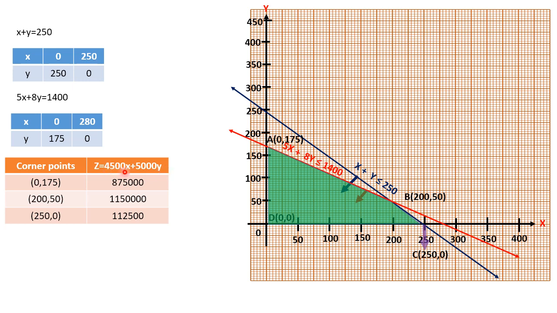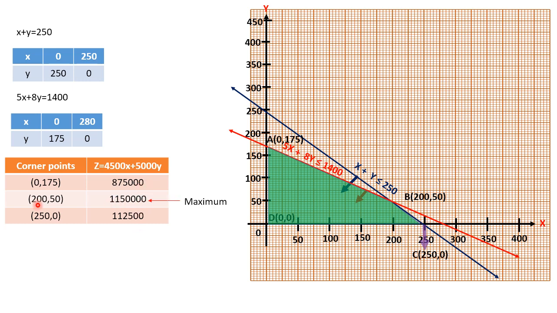Next 200, 50. x we have to substitute 200, y we have to give 50. So 4500 into 200 plus 5000 into 50. When we do the calculation, we will get 11,50,000. Next is 250, 0. X is 250, Y is 0. So 4500 into 250 plus 5000 into 0. The second term will be 0. 4500 into 250, we will get 11,25,000. Then when we go through these three values, the maximum value is the second one.